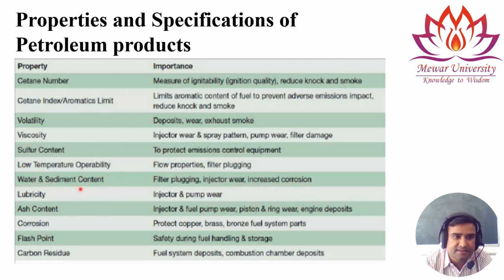Then we have water and sediment content, filter plugging, injector, increase corrosion. Then we have lubricity, injector and pump wear. Ash content is important to injector and fuel pump wear, piston and ring wear, engine deposits. Then we have corrosion, that is to protect copper, brass, bronze, fuel system and parts. Then we have flash point. This is important for safety during fuel handling and storage. Then we have carbon residue, fuel system deposit and combustion chamber deposits.